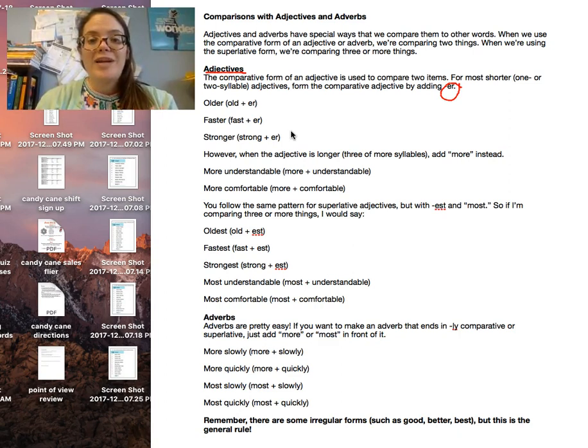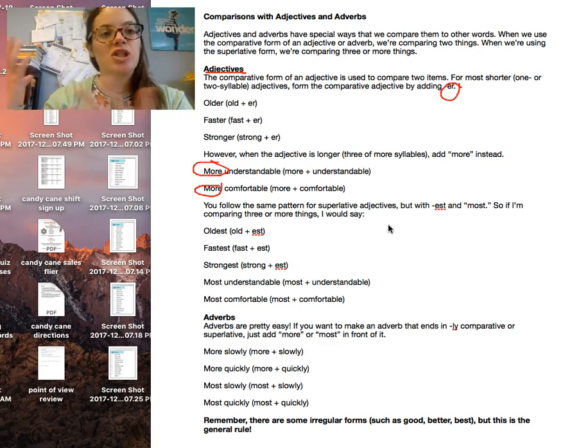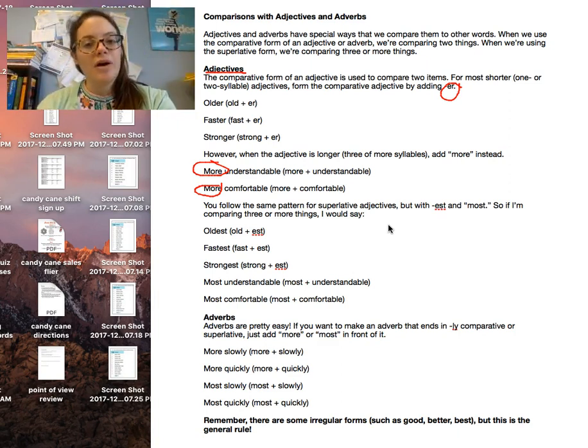All right, now, when an adjective is longer, so it's three or more syllables, we don't want to add an er on the end because it'll sound really weird. So we want to just say more instead. So I would say more understandable, more plus understandable, more comfortable, more plus comfortable. You don't want to say understandabler. That doesn't sound right. And this is something we do kind of naturally, but just in general, when we have the longer adjectives, just say more.